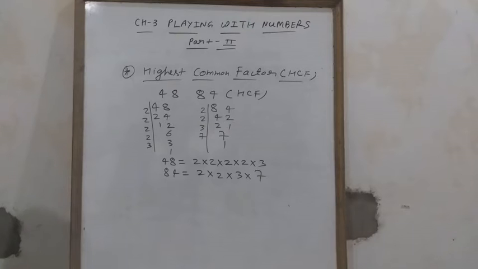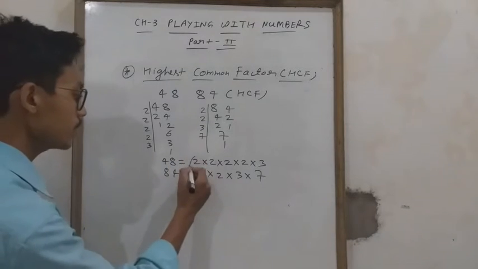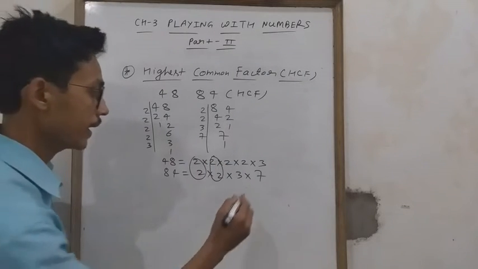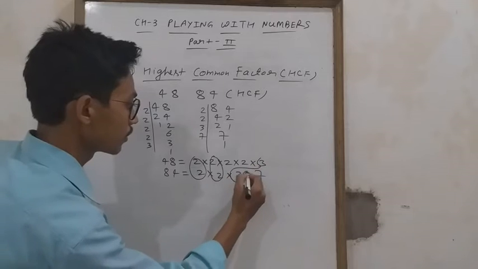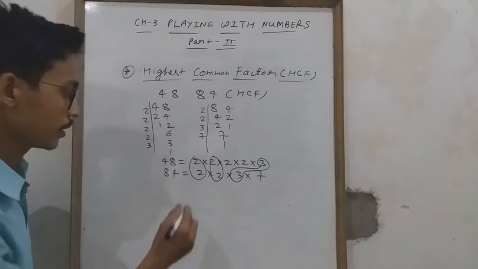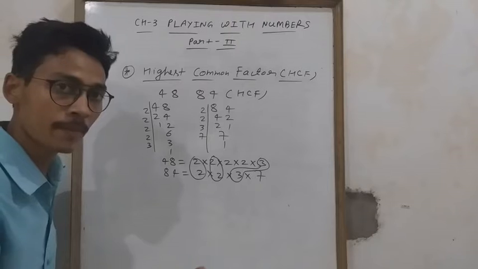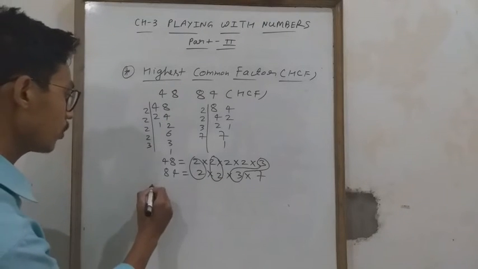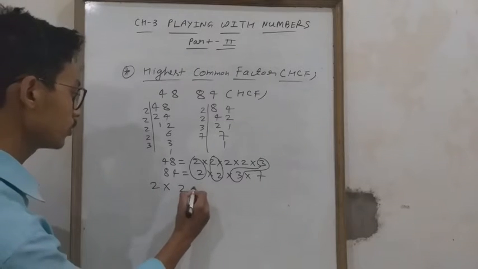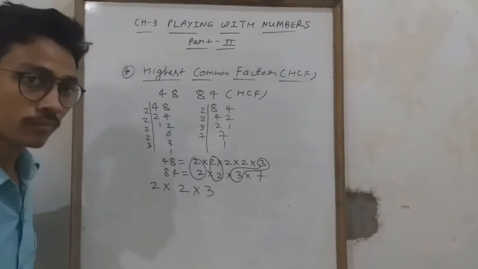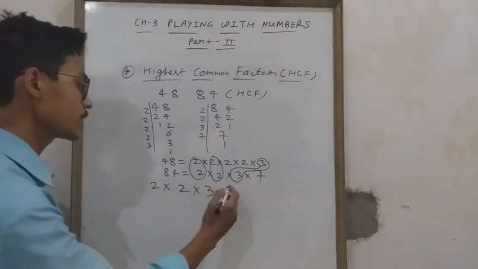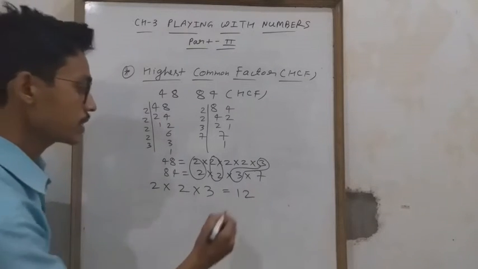Now you have to find the highest common factor of this. So first you will find the common. What is common, students? These two are common. Again these two are common. And these three are common. Clear everyone? 2 is common, 3 is common. Now you have to find the highest common factor. So you will write down 2 multiply by 2 multiply by 3. Because you have to find the highest. So 2 2s are 4, 4 3s are 12. So this is our HCF.